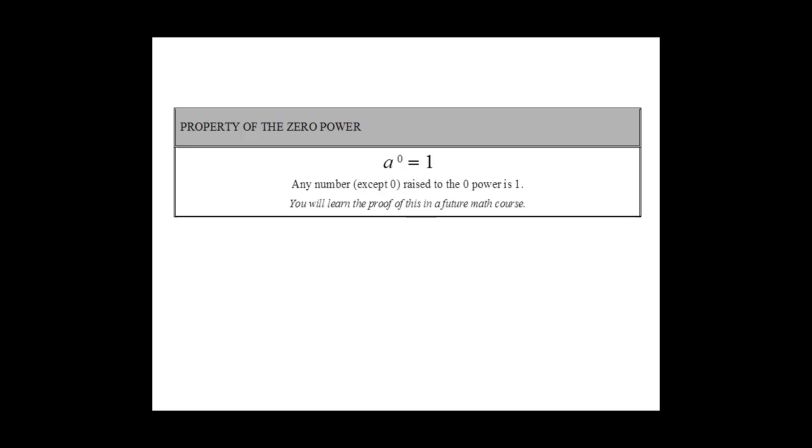The property of the 0 power: any number except 0 raised to the power 0 is equal to 1. Using that property, 5 to the 0 power is equal to 1.